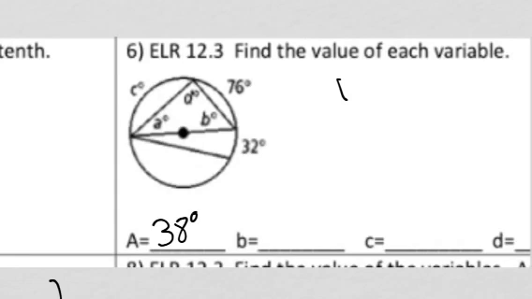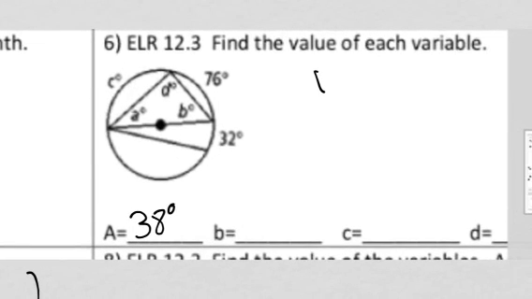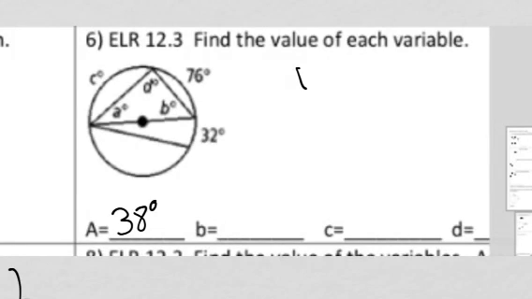Okay, well, we can find C. We might be able to find B next, but I'm just going to say we can find C because we know that this is a diameter. So then this is a semicircle. All right, so if that's the case, well then this must be 180. So then 76 plus whatever this is has to be 180, so then we're going to say that C is 104.